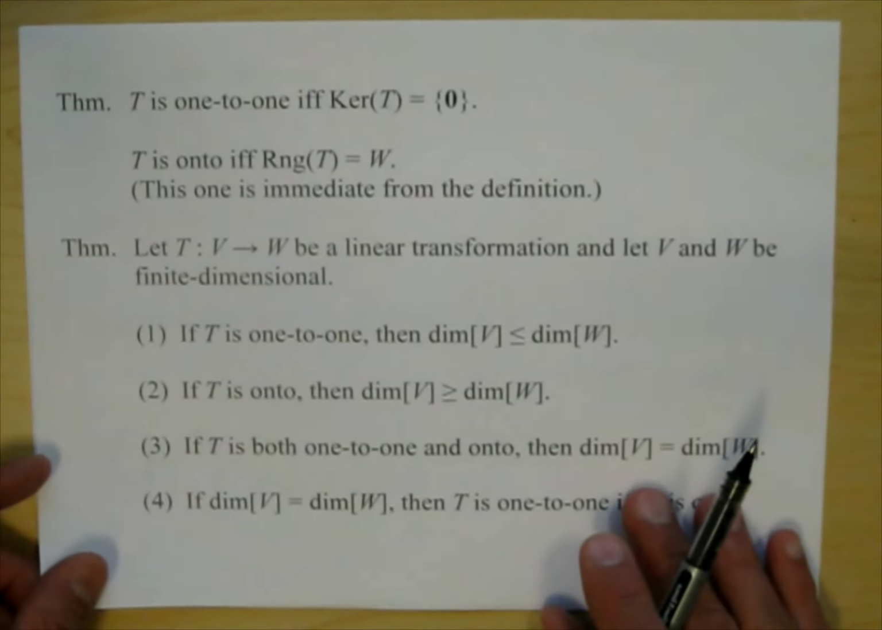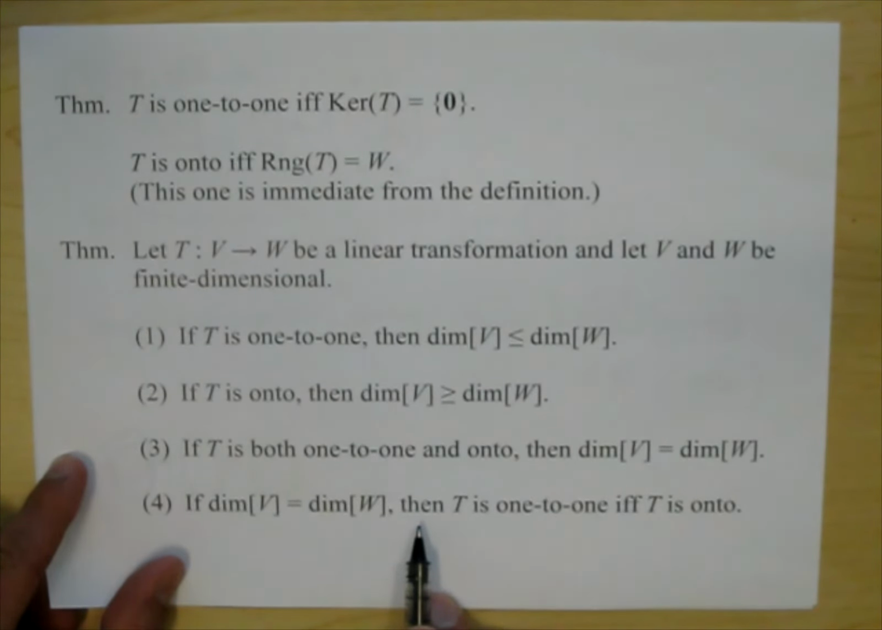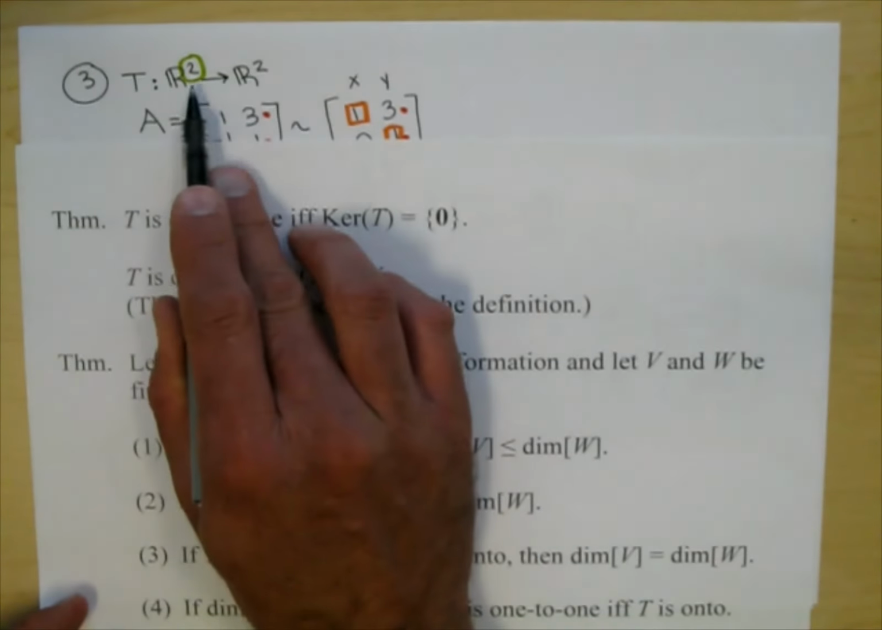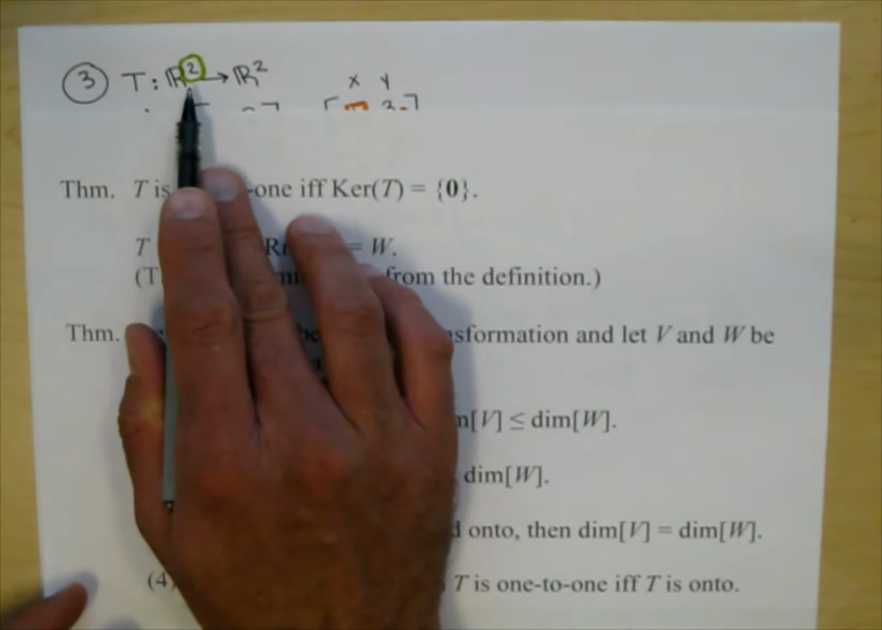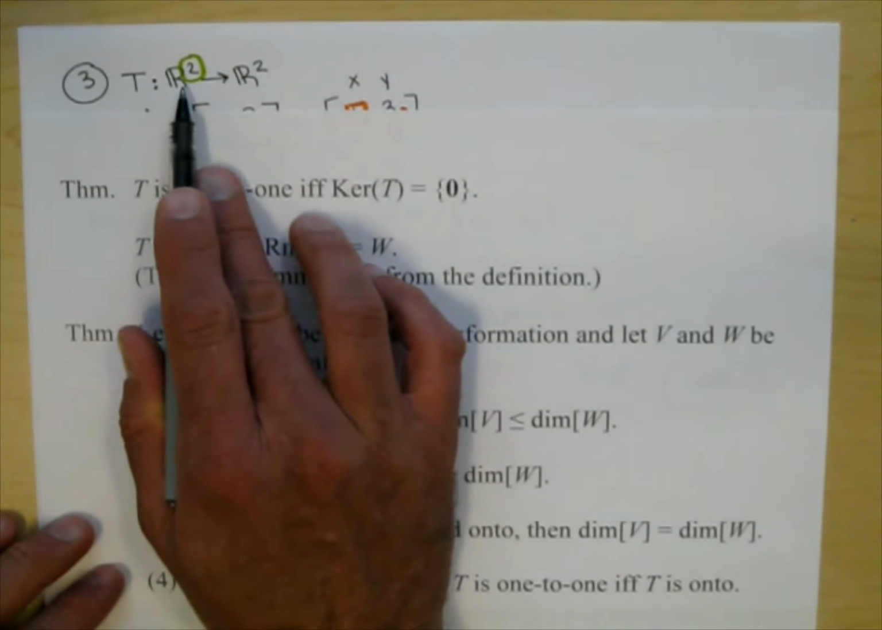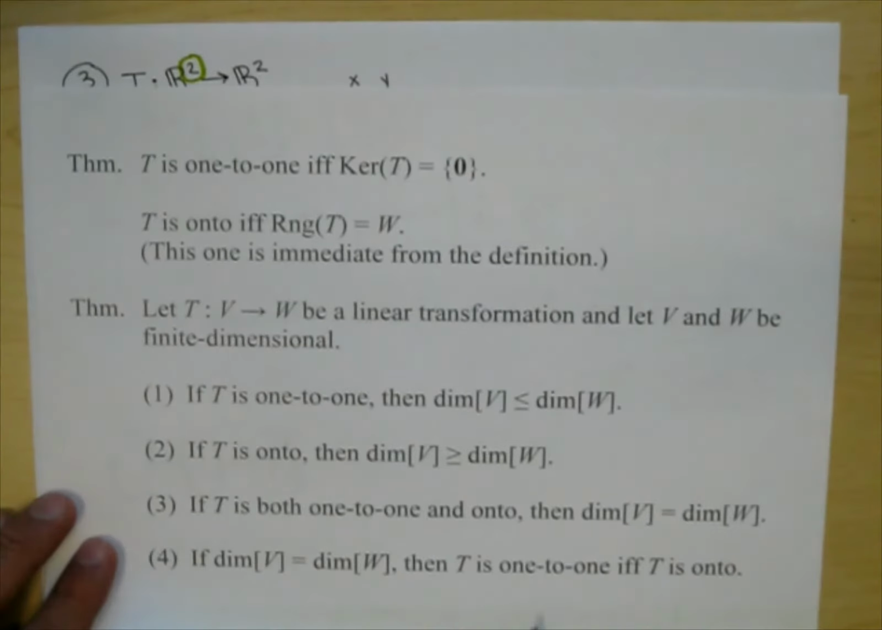Now the converse is not necessarily true, but we're going to try to get something that looks a little like the converse. If the dimension of the domain equals the dimension of the codomain, then T is 1 to 1 if and only if T is onto. So what does that really mean? It just means if these dimensions are the same, then you'll have them both be 1 to 1 and onto, or you'll have not 1 to 1, not onto. That is what this means.